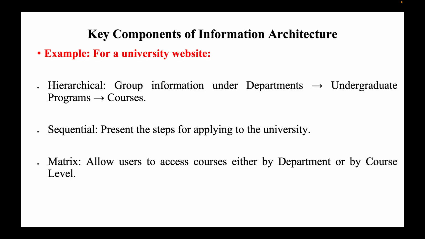Example, for a university website, hierarchical groups information under departments. Under undergraduate programs, we will have courses. Then in the sequential method, present the steps for applying to the university. Matrix allows users to access courses either by department or by course level.